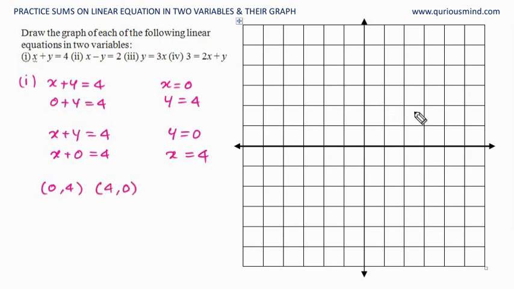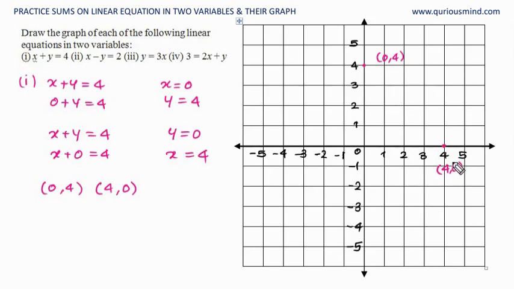Now we'll plot these 2 points. First point is (0, 4). X distance is 0, so from x we are not going anywhere. From y we have to go to 4. So this is a point. This point is our (0, 4) point. Next one is (4, 0). On x we have to go 4 places, so we'll come here. On y we don't have to travel anywhere, 0. So this is the point (4, 0).